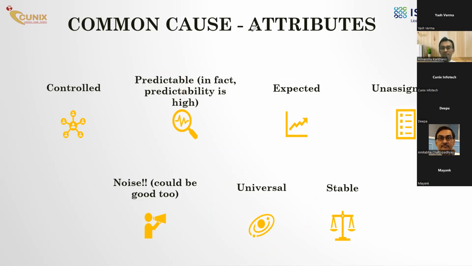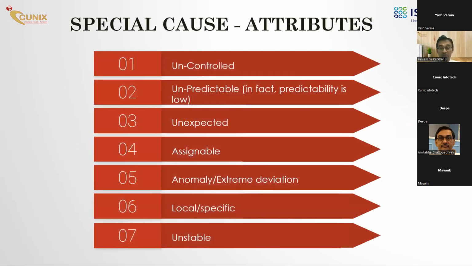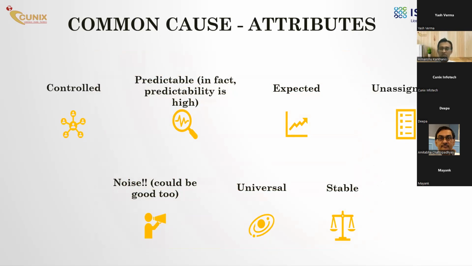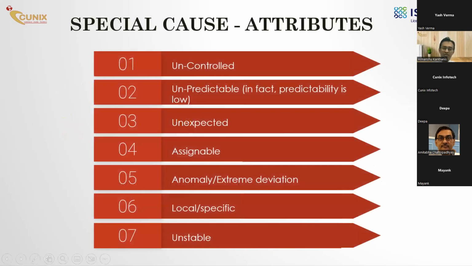Now, let's go ahead and see some more attributes for special causes. These were the attributes of common causes. Now, exactly the opposite stands for special causes. Special causes are uncontrolled. I mean, you don't have any control on when they can happen, and that's why it makes it unpredictable. You don't know when the stock market might just collapse, but we can definitely predict that there will be ups and downs, because collapsing is like a special cause. This is totally unexpected many times, and there are always assignable reasons to special causes of variation. And that's why we call them special cause.